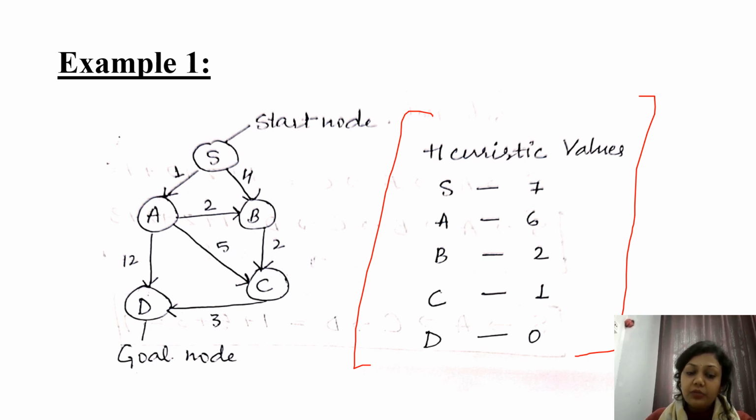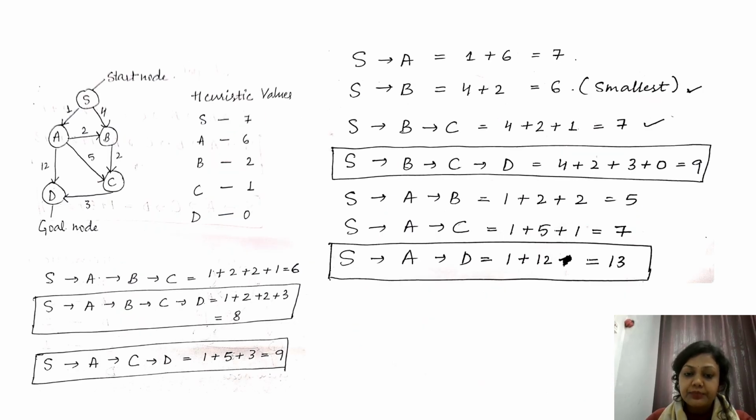Now it will be 1. Now from S to B it is given 4. From B to C it is given 2. From A to C it is given 5. And from A to D it is 12. Now let's see how to solve this numerical.